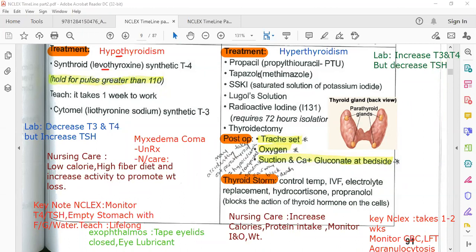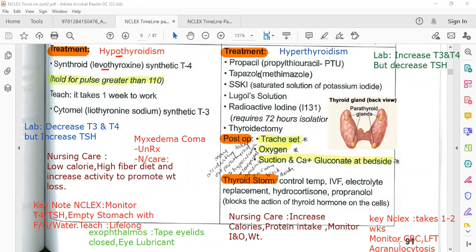And with the CBC we check for agranulocytosis. When patients take PTU, they may develop a falling WBC count and easily catch infection, and the patient comes to you with fever or any kind of complication of infection. So it is very important that we tell our patient about it.